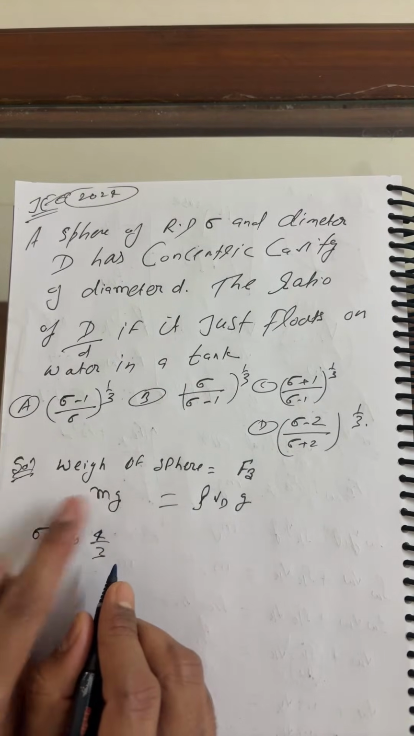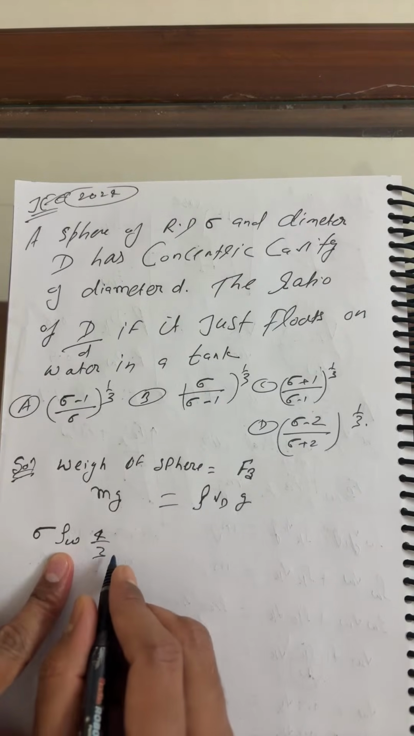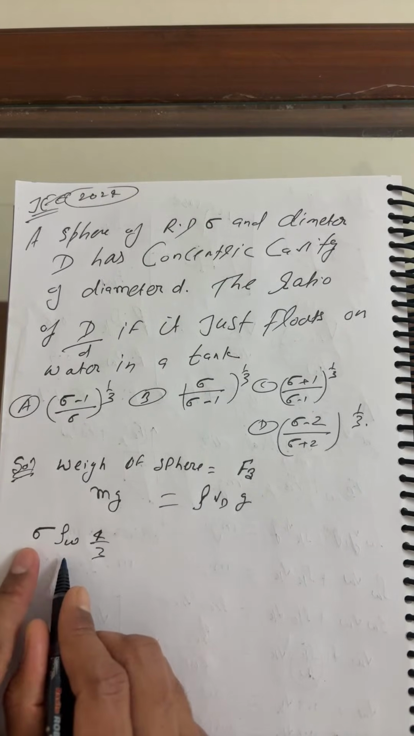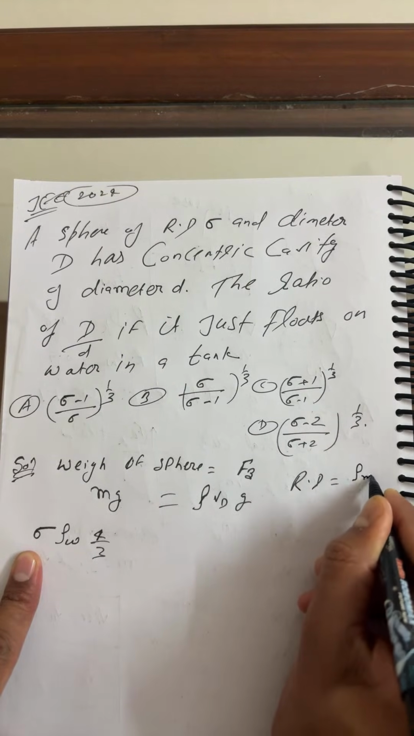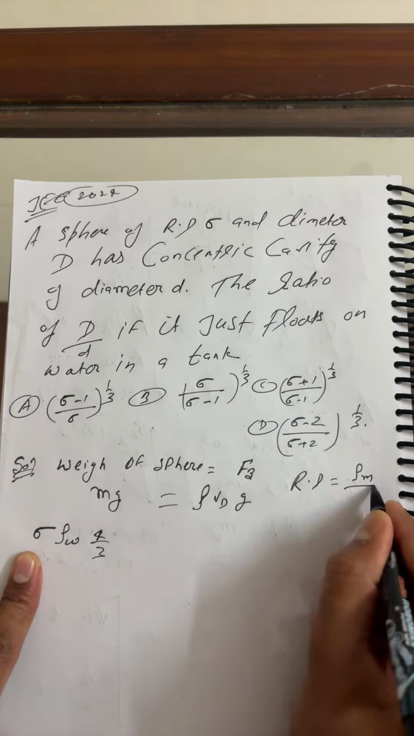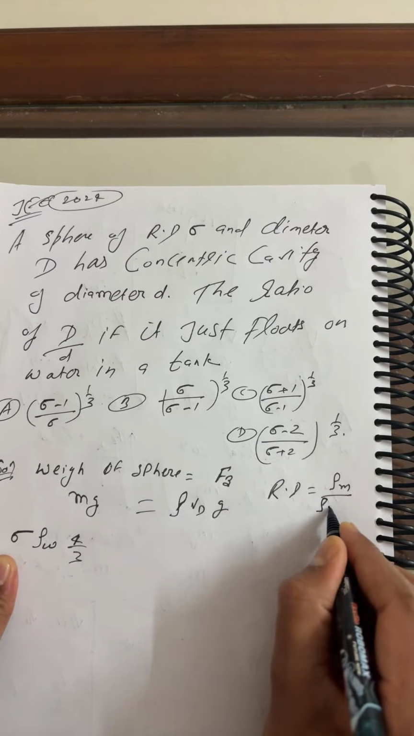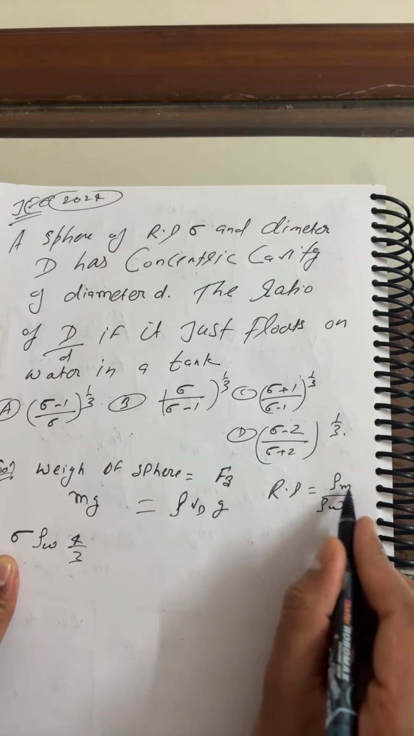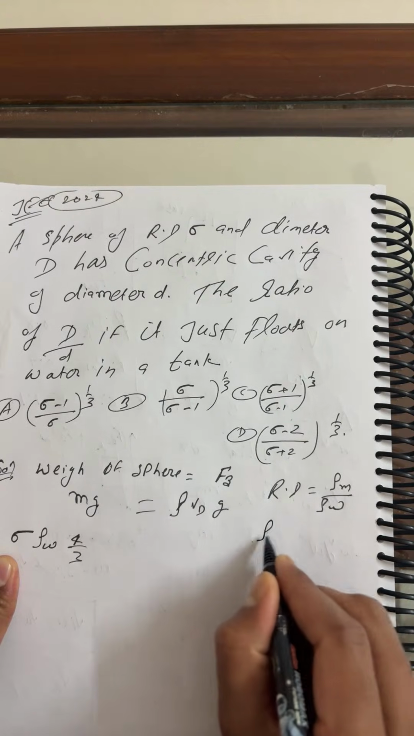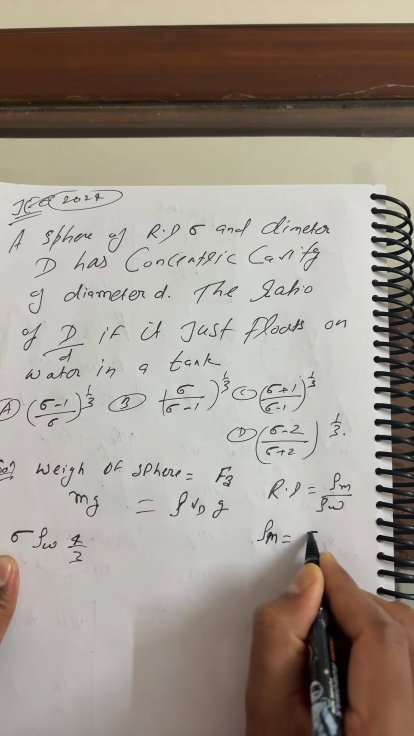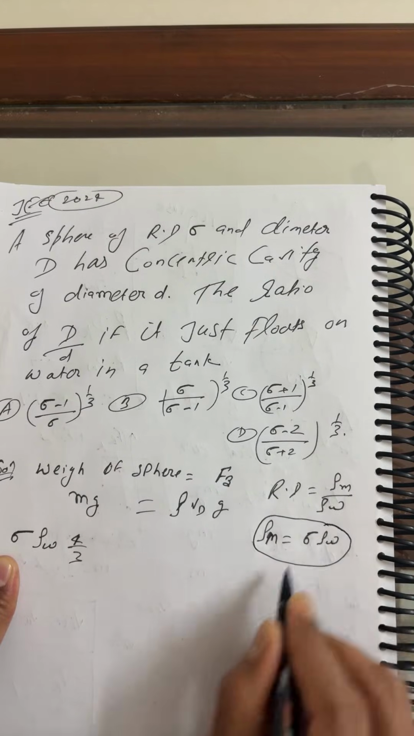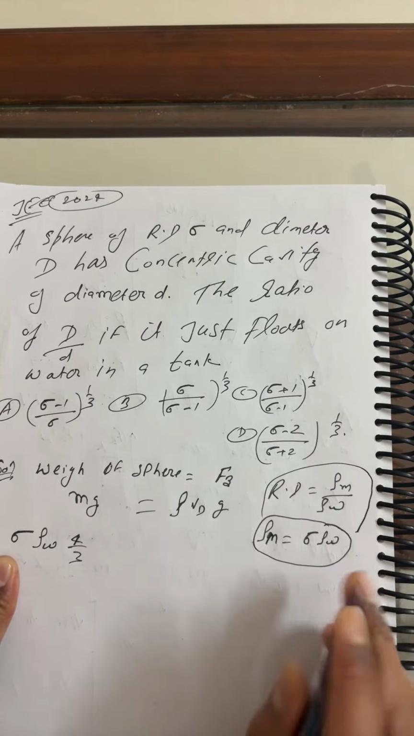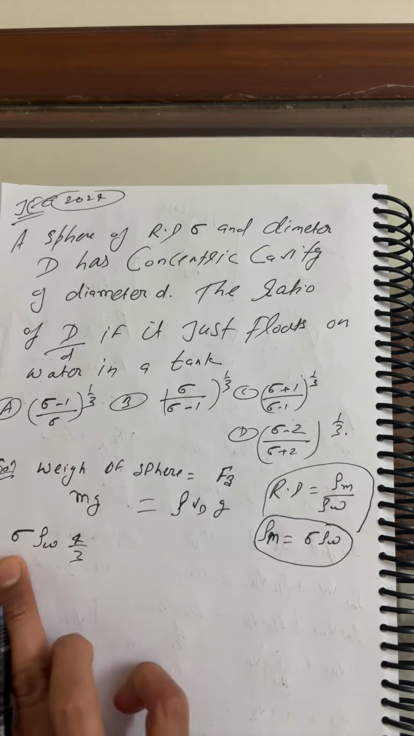So what is mg? Density into volume. You know how I wrote here, because everyone knows what relative density is. This is density of material upon density of water. So the density of material, here I can write sigma into density of water.